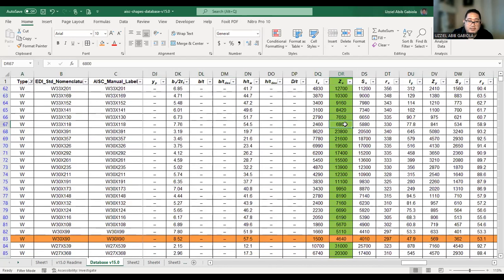Sa W33, ito yung next section na pwede sa kanya. Kaso makikita ninyo, naging 118 na ulit siya. From 90, 118 ulit. So, ibig sabihin, si W30 by 90 yung lightest na pwede natin gamitin. Okay? So, stop ka na muna doon. Okay? So, kapag nakuha na natin yung pinaka-lightest, yung list ng sections na pwede natin itry for calculation, doon na natin siya ngayon i-check.